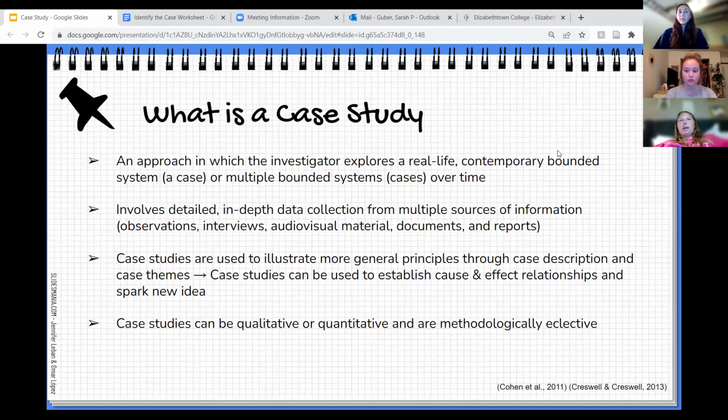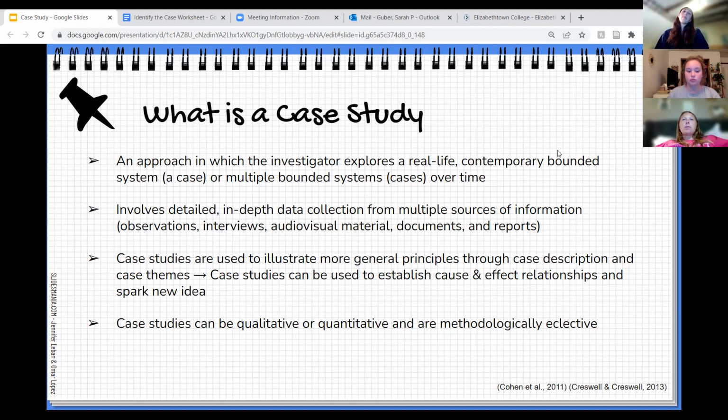So what is a case study? So first, case studies are known as the study of an instance in action. So an approach in which the investigator explores a real-life contemporary bounded system, a case, or multiple bounded systems, cases, over time. This involves detailed, in-depth data collection from multiple sources of information.